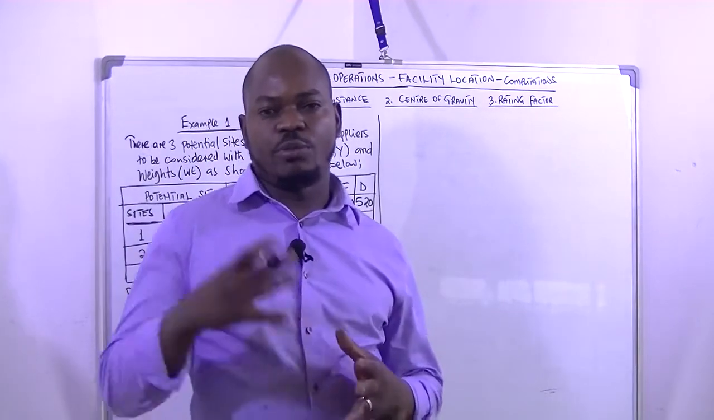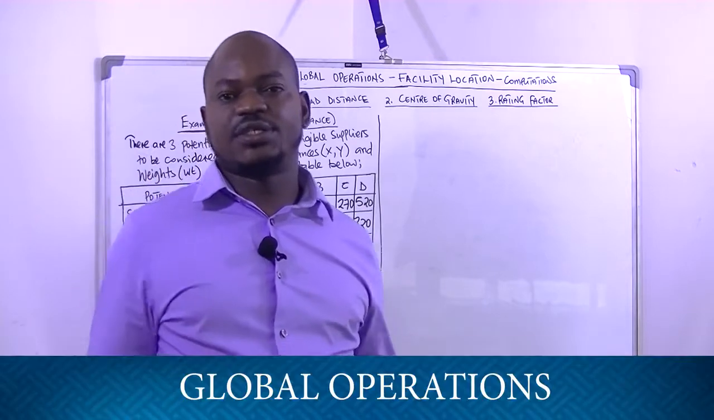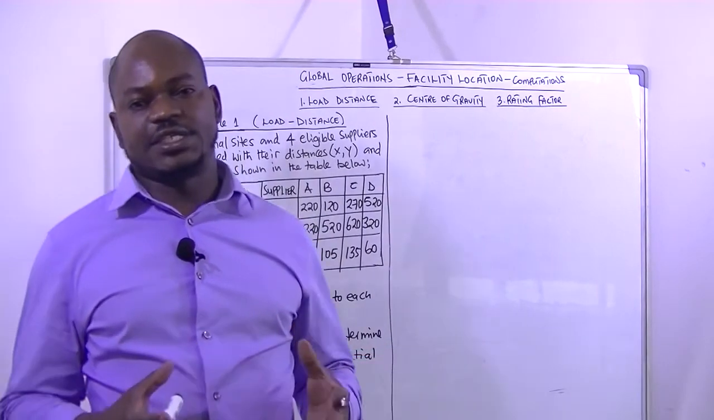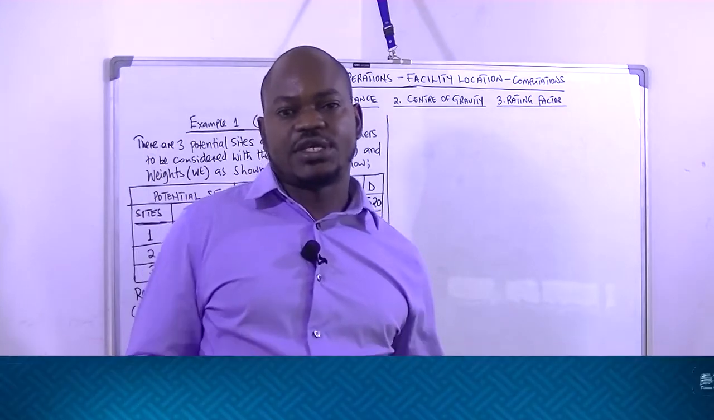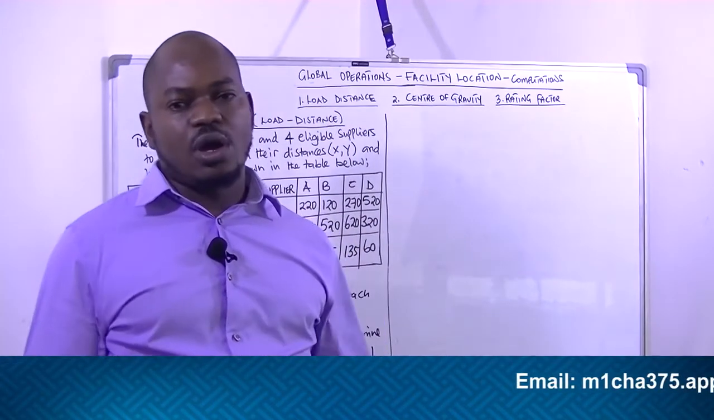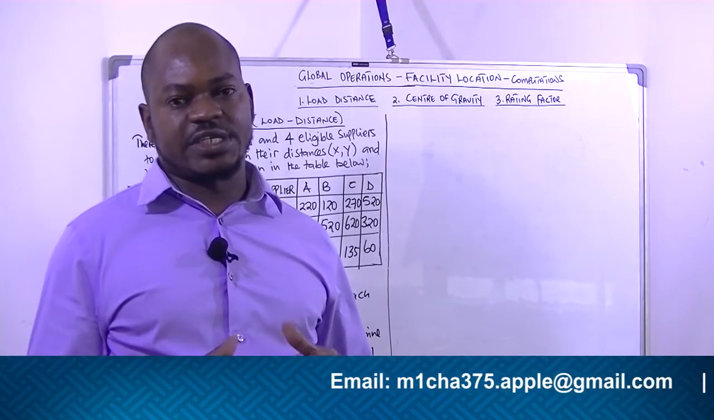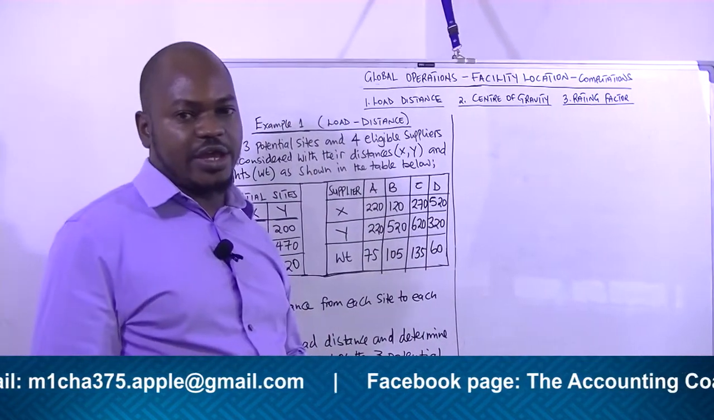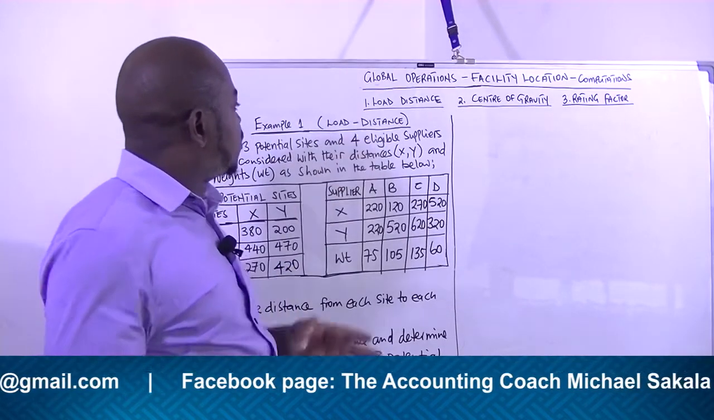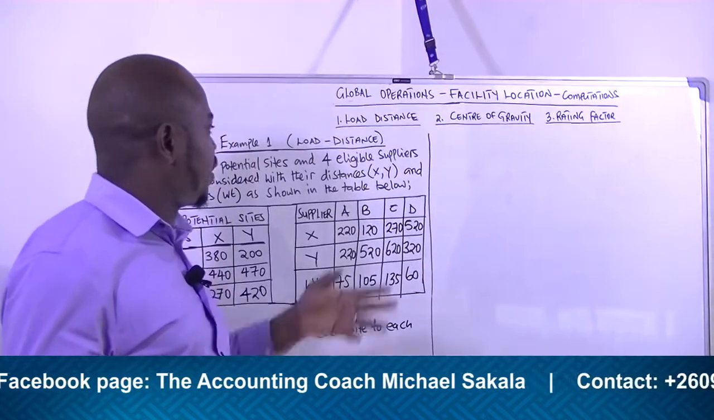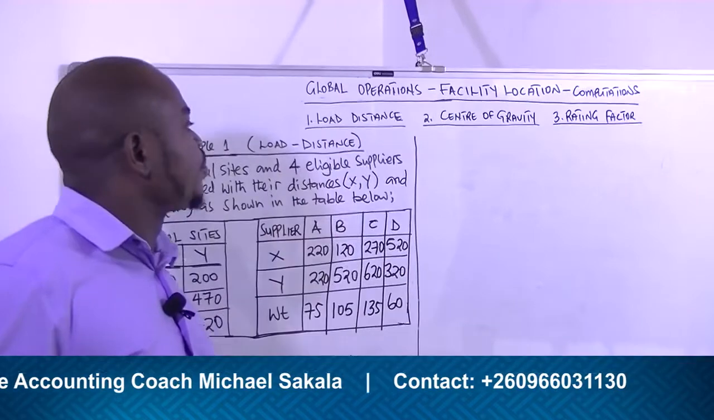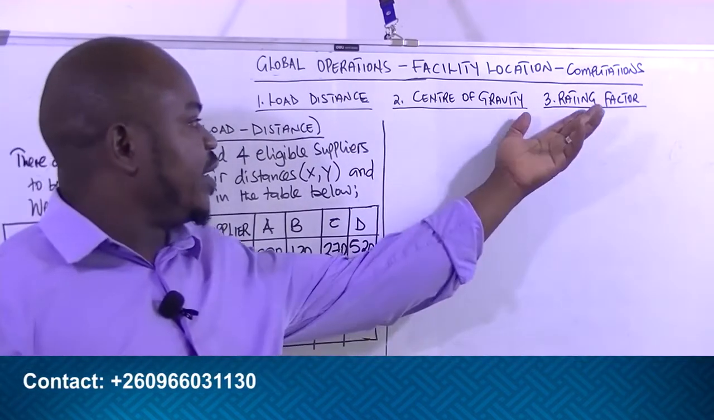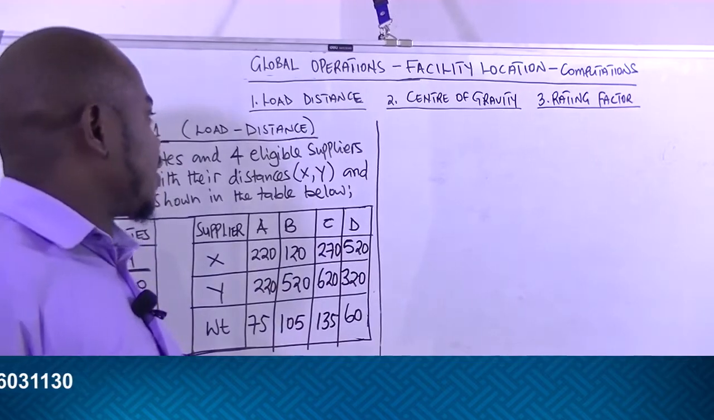Today I'll be walking you through global operations, a subject in one of the business courses, and I'll be focusing on facility locations. My main interest in this tutorial is to show you how to compute the ideal facility location given the three possible options that are there in global operations. One of the options we use to calculate the ideal facility location is load distance, the other option is center of gravity, and the last option is rating factor.